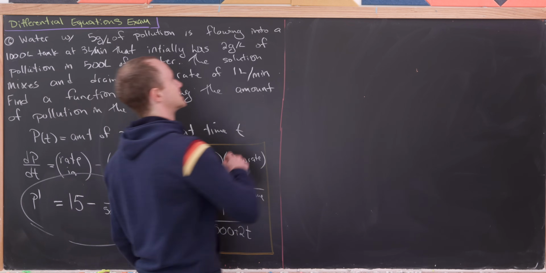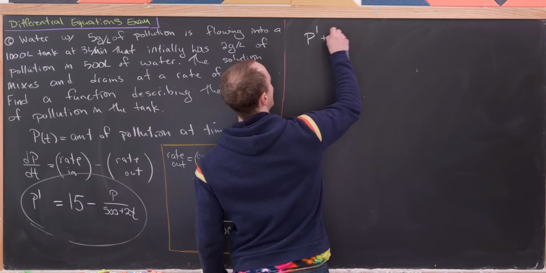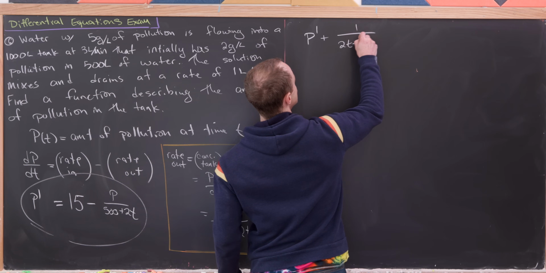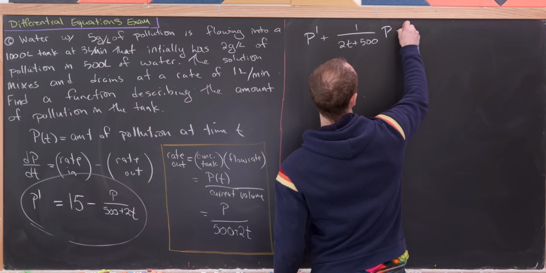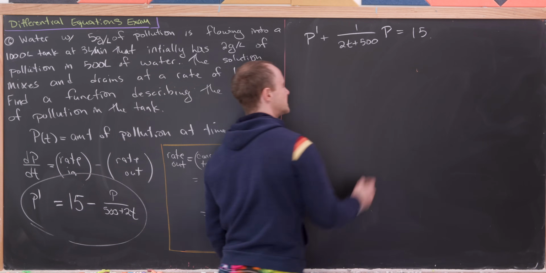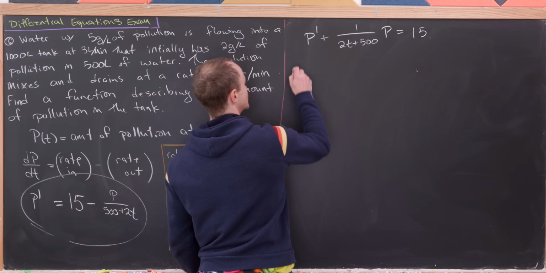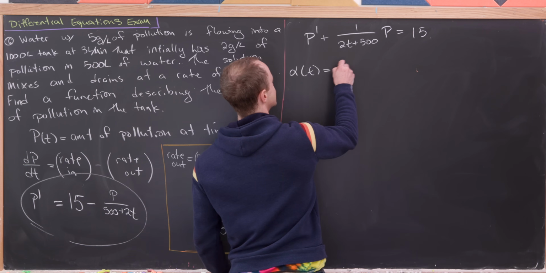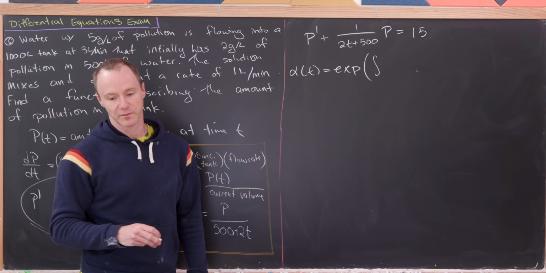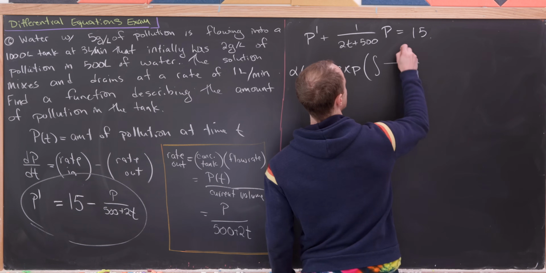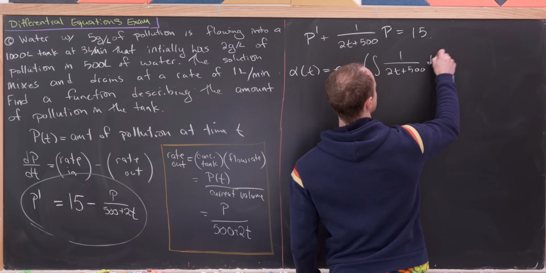Now let's put it into the standard form for a first order linear differential equation. We have P prime plus 1 over (2T plus 500) times P equals 15. And so in class, we had a formula for this. So we found our alpha function first. So alpha of t is going to be the exponential of the antiderivative of the function that was in front of P here. And so that's going to be the antiderivative of 1 over (2t plus 500) dt.